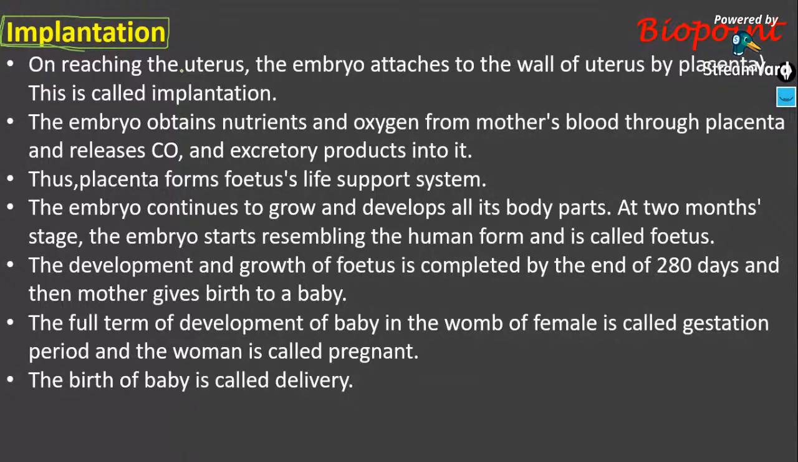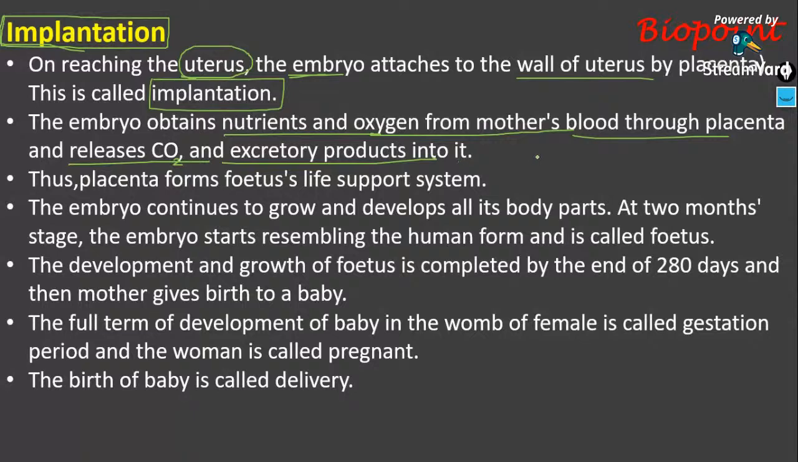Okay? Implantation. On reaching the uterus, the embryo attaches to the walls of the uterus by placenta. This process is known as implantation. You know what the functions of placenta are? The embryo obtains nutrients and oxygen from mother's blood through placenta, and releases carbon dioxide and excretory products also. So absorption of nutrients: the fetus gets nutrients and oxygen through the placenta. The fetus excretes its carbon dioxide and other excretory products also through placenta.